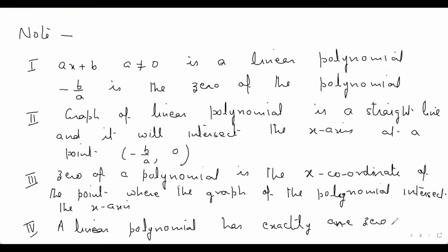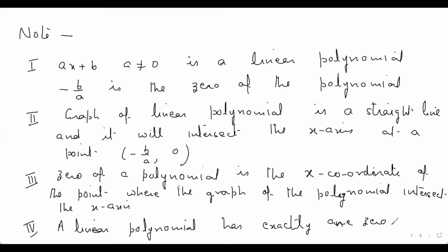Now let me repeat it again. What you have learned here: ax plus b, where a is not equal to 0, is a linear polynomial, and minus b by a, which means minus the constant term upon the coefficient of x, is the zero of the polynomial. Second point, the graph of a linear polynomial is always a straight line and it will intersect the x-axis at the point (minus b by a, 0). Third, the zero of a polynomial is the x coordinate of the point where the graph of the polynomial intersects the x-axis. Fourth, a linear polynomial has exactly one zero.